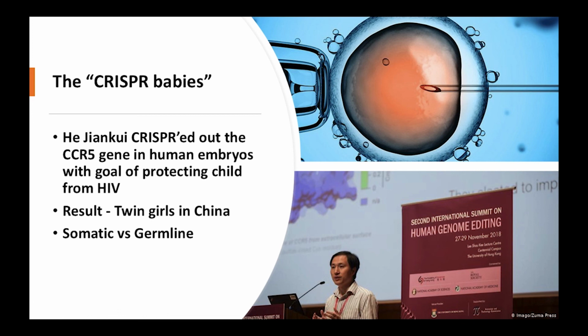A huge scandal that erupted in 2018 was when this scientist, He Jiankui, CRISPR'd out the CCR5 gene in human embryos. He had good intentions. His goal was to try and make these children immune from developing HIV because they had an HIV-positive father. This resulted in the birth of twin girls, and they appeared to be very healthy. However, this was a huge red flag in the CRISPR community, again, just because he is the first person to have performed CRISPR editing in a human embryo.